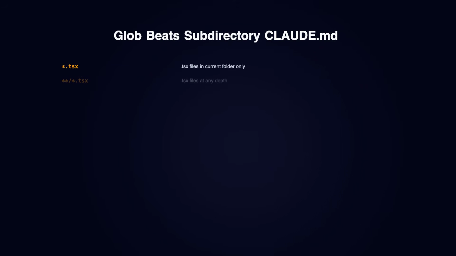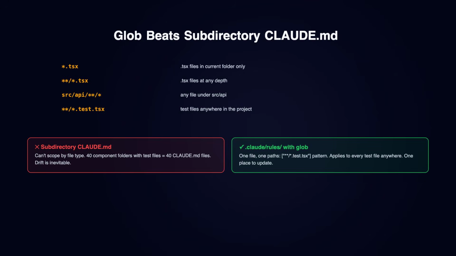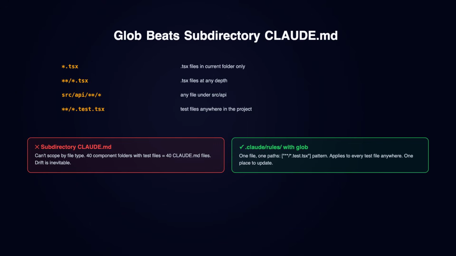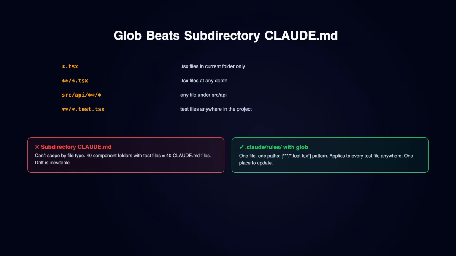The glob pattern in the paths field does the matching. **/* matches files at any folder depth. This is why path-scoped rules beat subdirectory CLAUDE.md files for things spread by type, like test files. A subdirectory CLAUDE.md can't scope by file type. One .claude/rules file with the right glob pattern handles every test file in the codebase, wherever it lives.